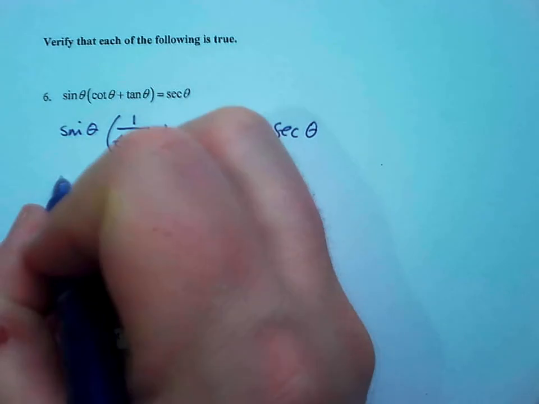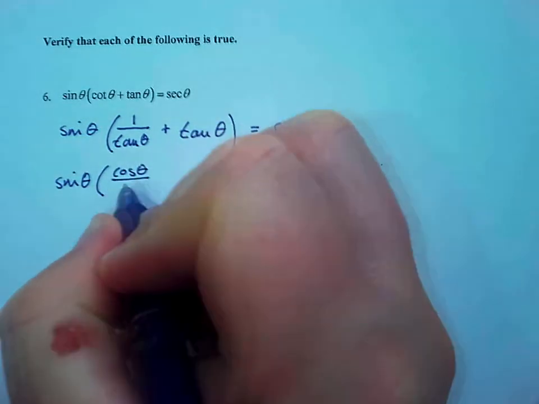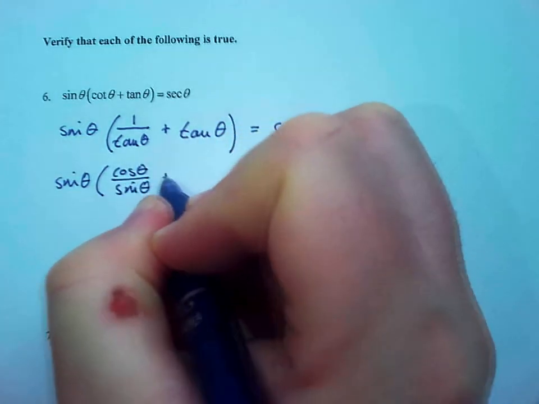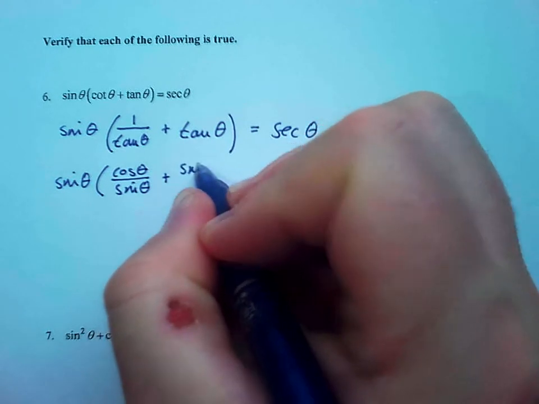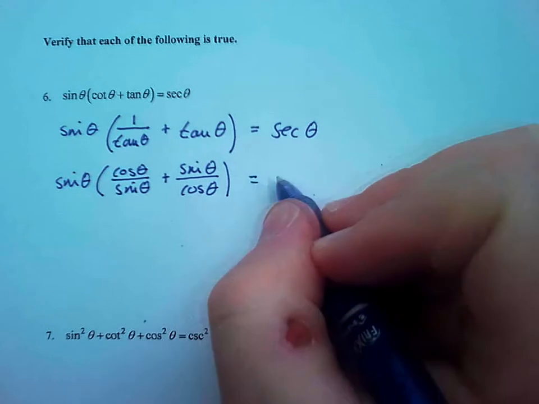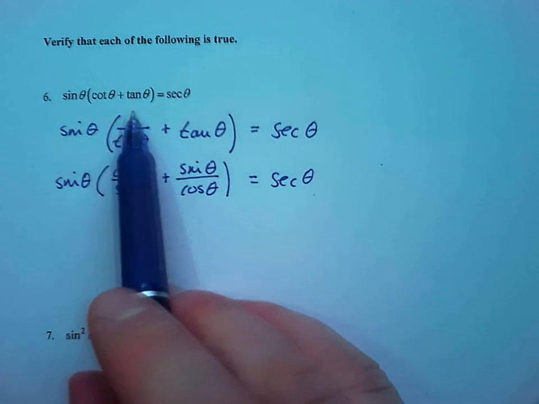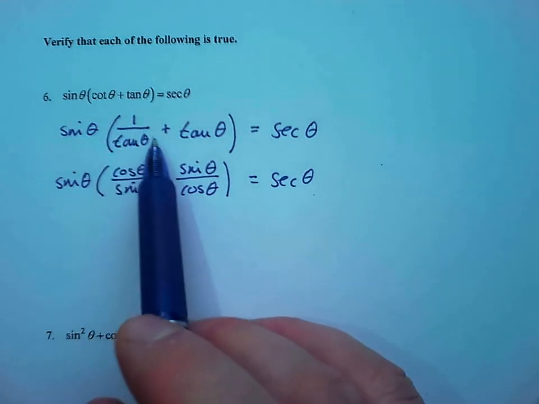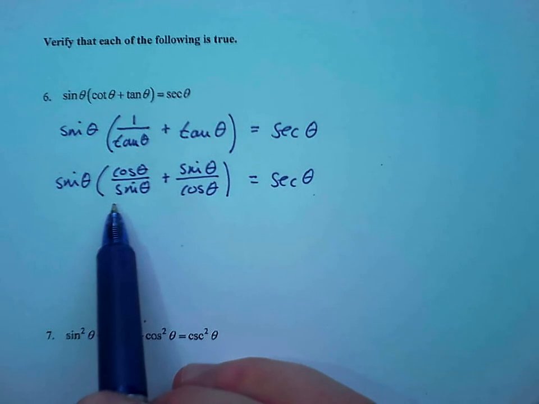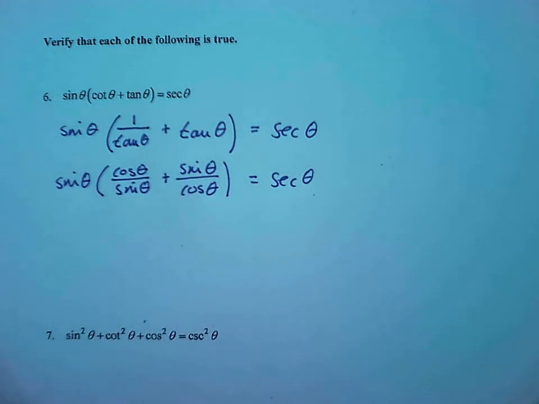Well, 1 over the tangent of theta, we know that this is simply just cosine of theta over the sine of theta. So therefore, a tangent of theta is the sine of theta over the cosine of theta. And here this is equal to the secant of theta. So here what we've done is we use some of these identities, and now we've also broken everything down to nothing but sines and cosines. So let's see what we can do with this.